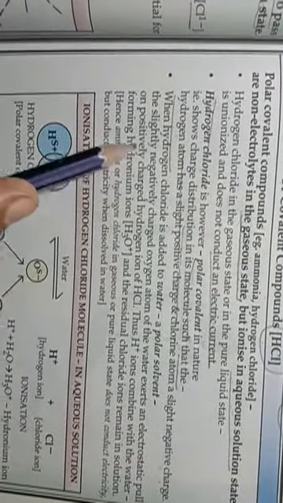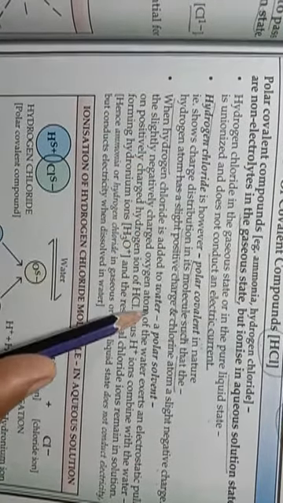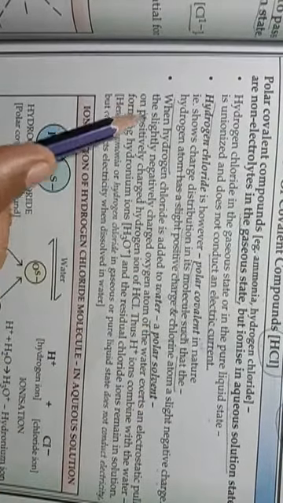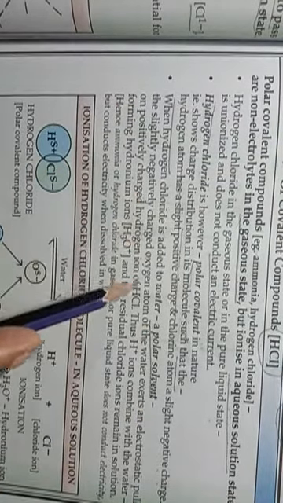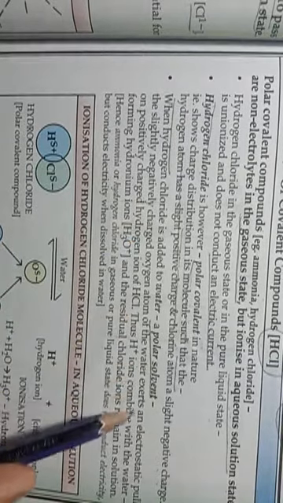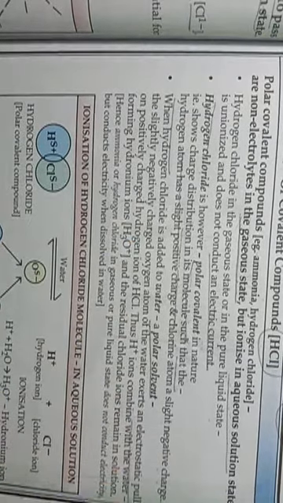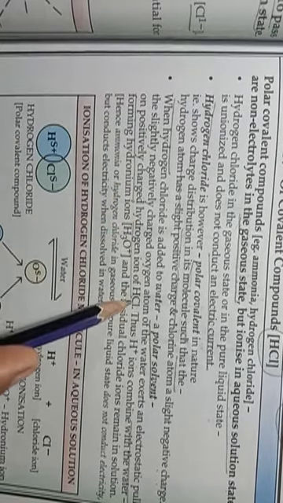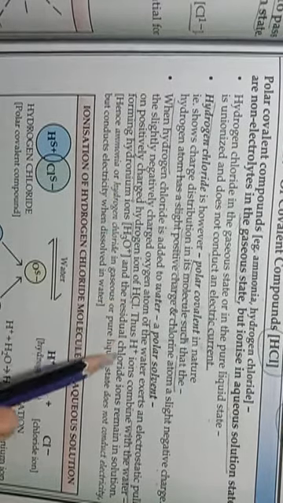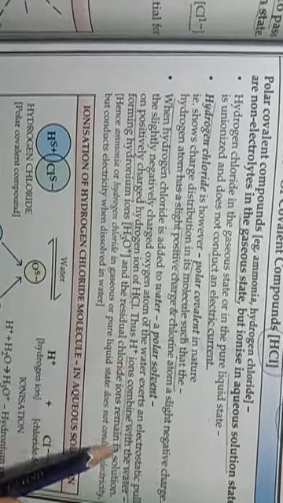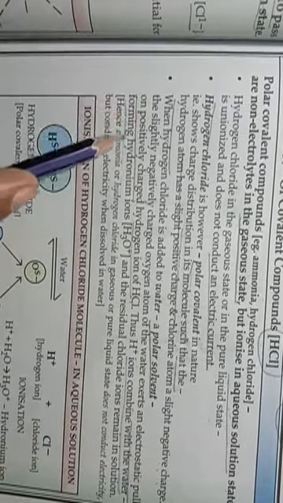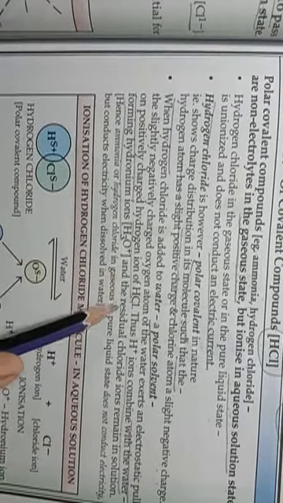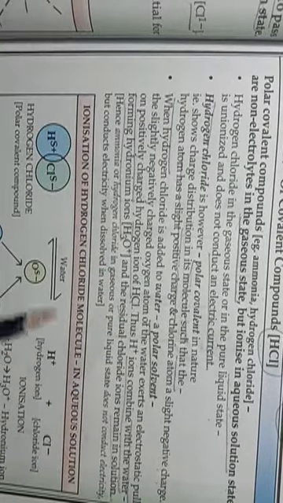The next point, when hydrogen chloride is added to water, water is a polar solvent. The slightly negatively charged oxygen atom of the water exerts an electrostatic pull on the positively charged hydrogen of HCl. So the H plus ion combines with water forming the hydronium ion, and the residual chloride ion remains in solution.